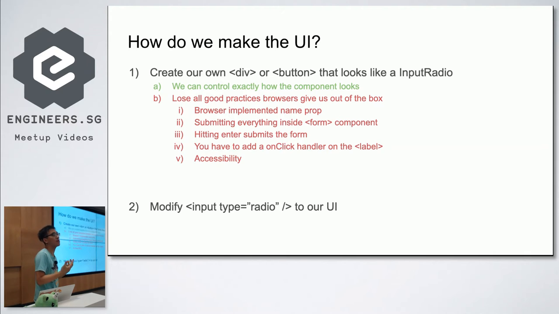So I don't know how often we care about accessibility, but when a screen reader comes and the person is blind, you can't see, if you style your own div, then he will just see it's a div. It doesn't know it's a clickable element. But if you just leave it as an input, input type radio, then it's still there. But of course, the problem is that we still don't know how to modify the input radio.